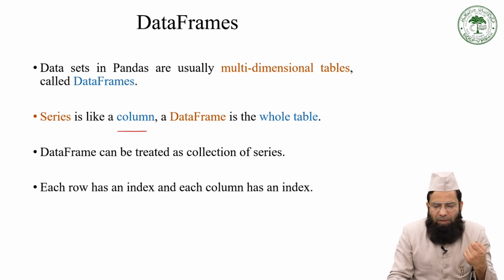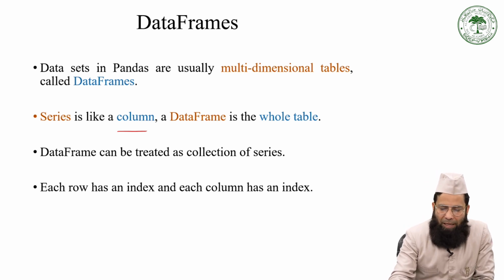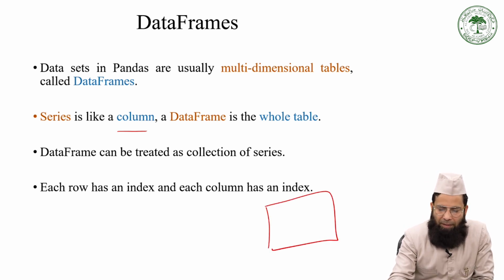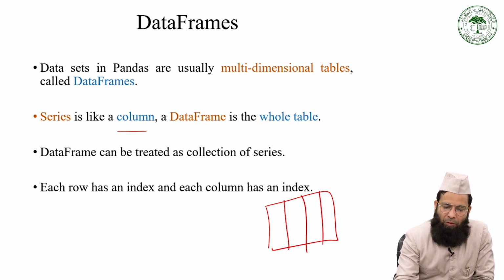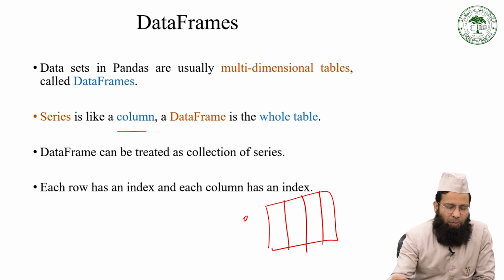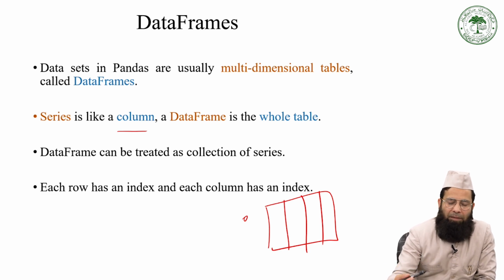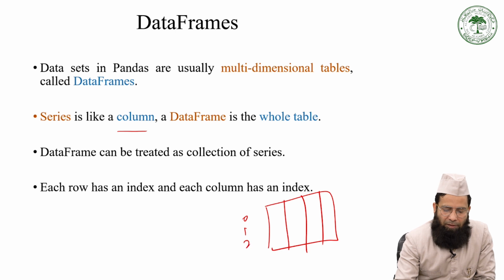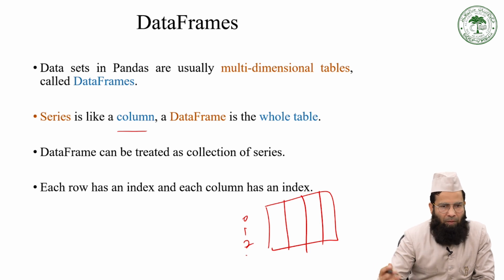So it means each row that we have in the data set would have a certain index value. You can update these index values as well. By default it is 0, 1, 2 and so on. These are index values that you can modify later on.